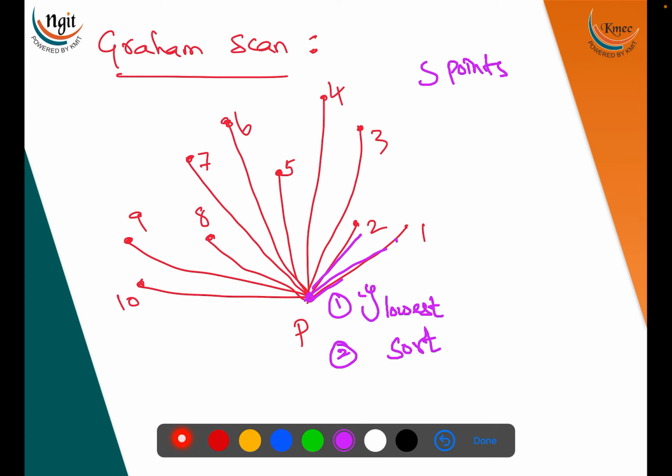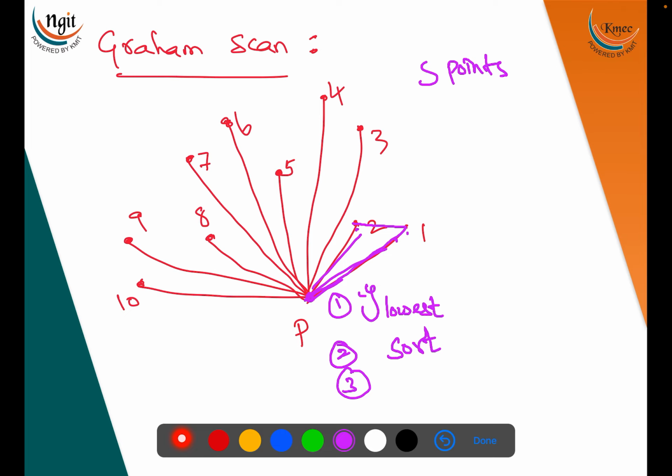After having sorted the points, if we scan through the sorted list starting at P, every 3 successive points will form a left turn if all these points lie on the hull. Left turn. Then this point will be in the convex hull, this point will be in the convex hull, this point will be in the convex hull.